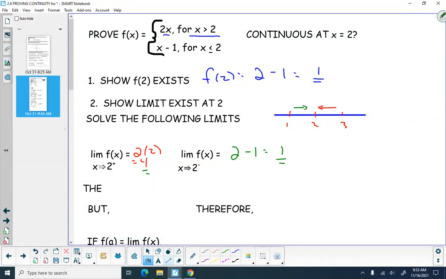Well, for a limit to exist at the value 2, the limit as x approaches a from the left has to equal the limit as x approaches a from the right. Do we have that? No. The limit does not exist, because the limit as x approaches 2 from the right of our function does not equal the limit as x approaches 2 from the left of our function. So that limit does not exist.